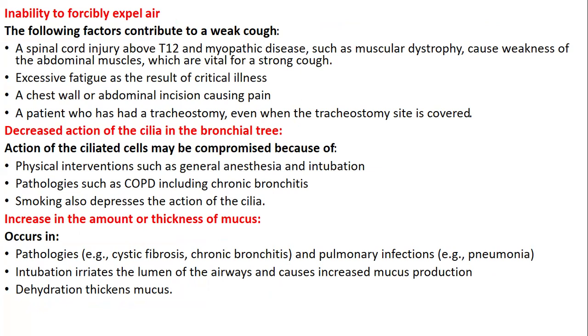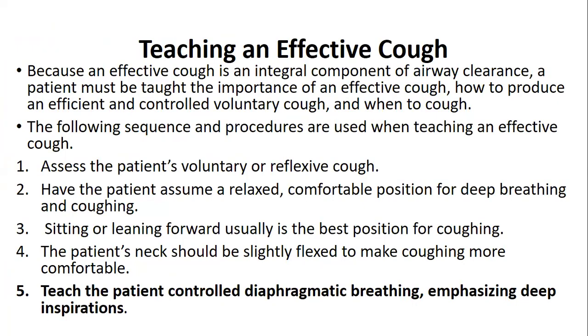It can also be due to decreased action of the cilia in the bronchial tree, which we find in most of the COPDs as pathologies. It can also be due to an increase in the amount of secretions, which can happen in COPDs, as well as in conditions such as cystic fibrosis, chronic bronchitis, and pneumonia. So it is a very important technique that should be taught if the cough is lost due to those pathologies.